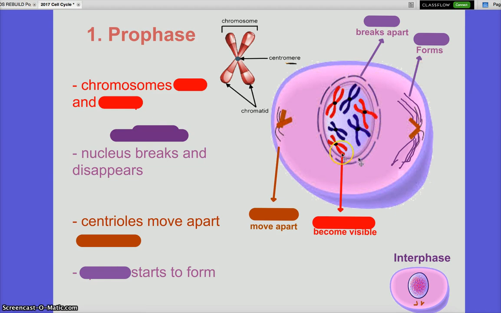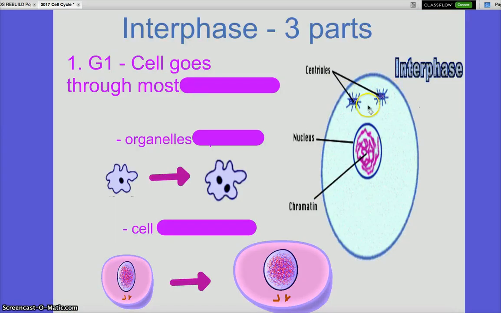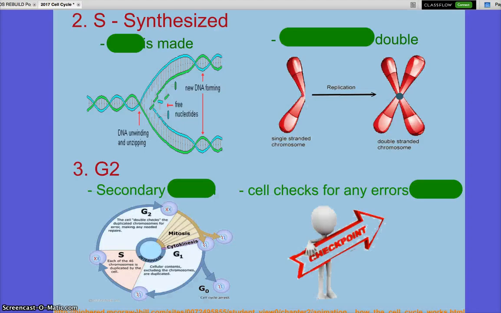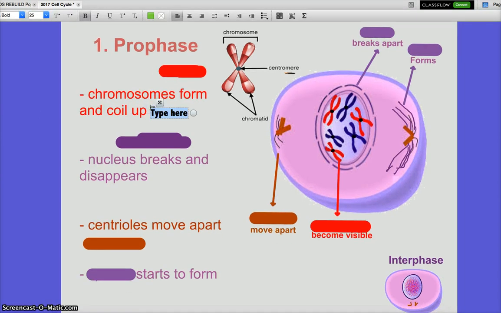Okay, what else? Let me go back to interphase again. Look at interphase. We have centrioles. We know they moved apart. We have a perfect nuclear membrane. It's starting to break apart. Eventually it'll disappear. What's happening in here? We've got chromatin. What happens here? Chromosomes form, and they end up coiling up, and they become visible. Write down they become visible. Because before that, we didn't see. Become visible.